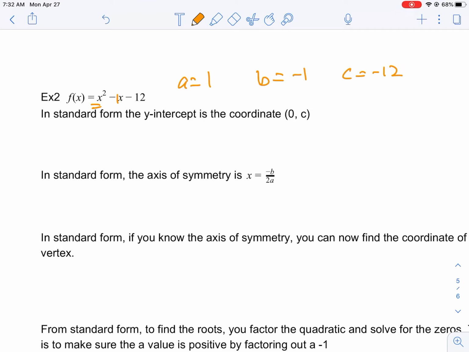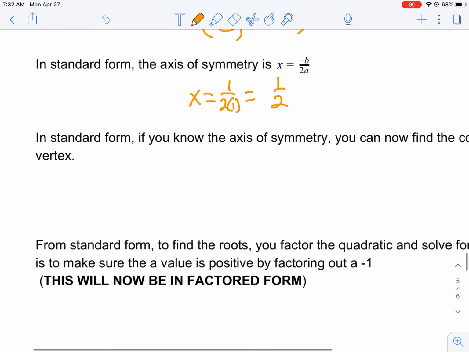So we know that the y-intercept is 0 in C. We're done. We know the axis of symmetry is x equals the opposite of b, so that's a +1, over 2 times a, which is 1/2. So now we got a fraction, but we can still do this. You can use your calculator.